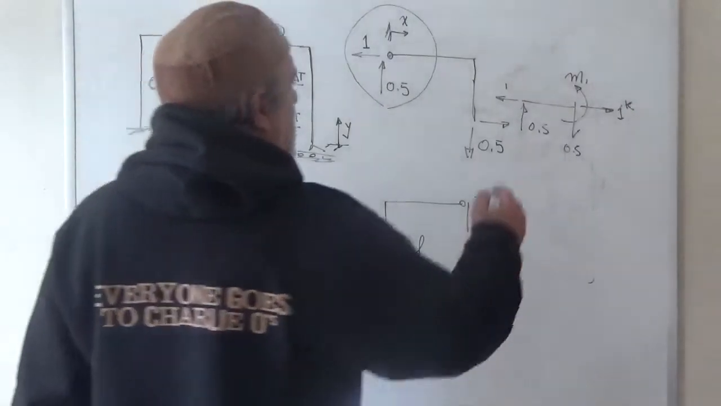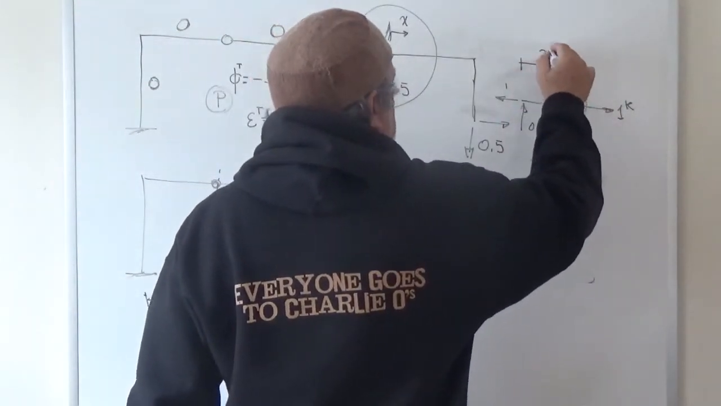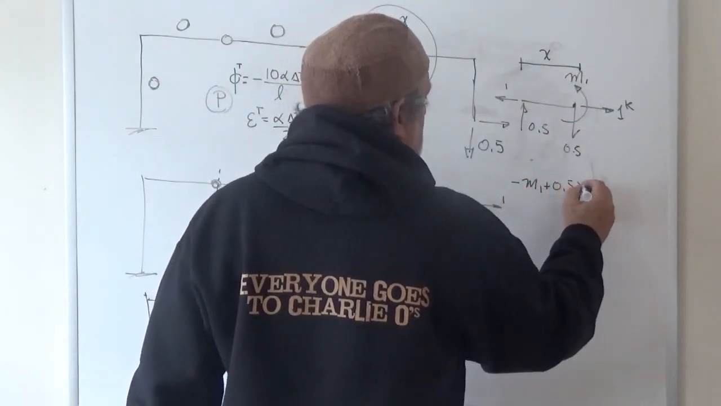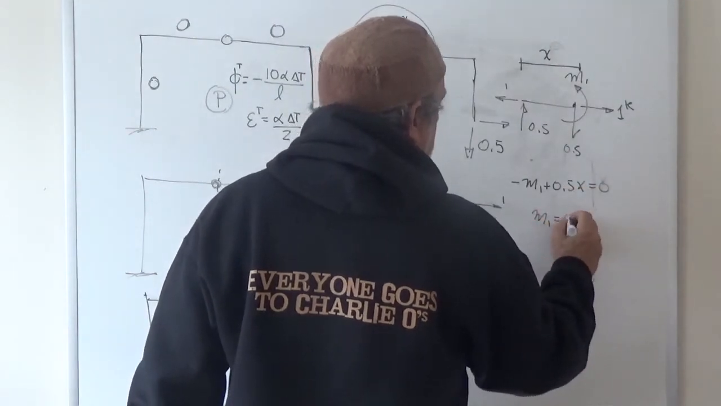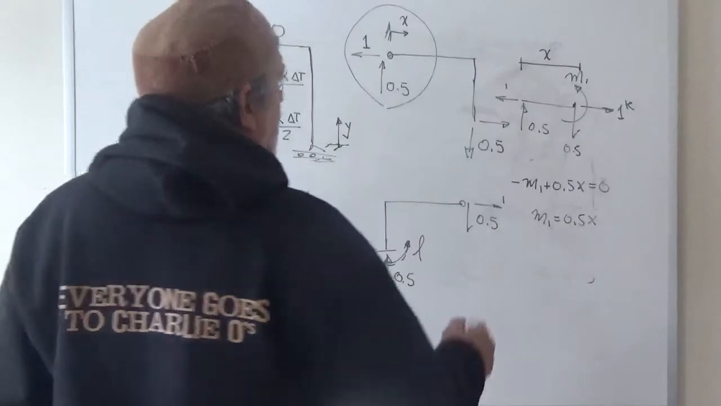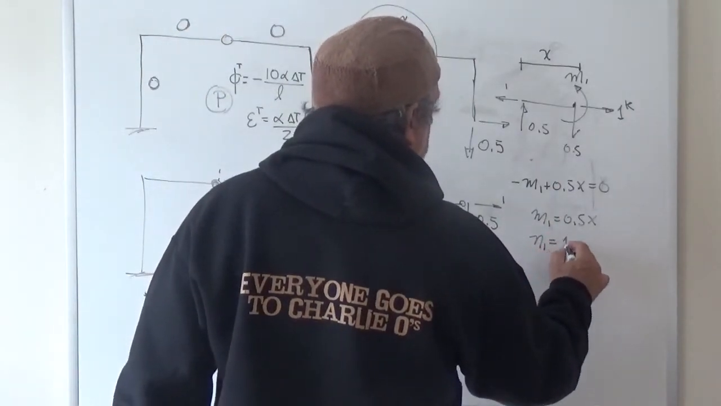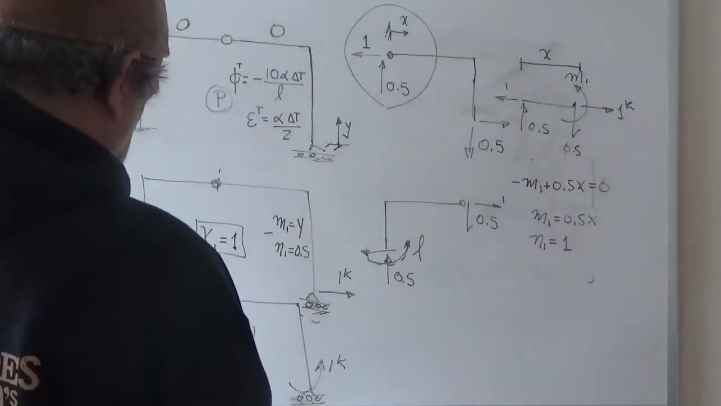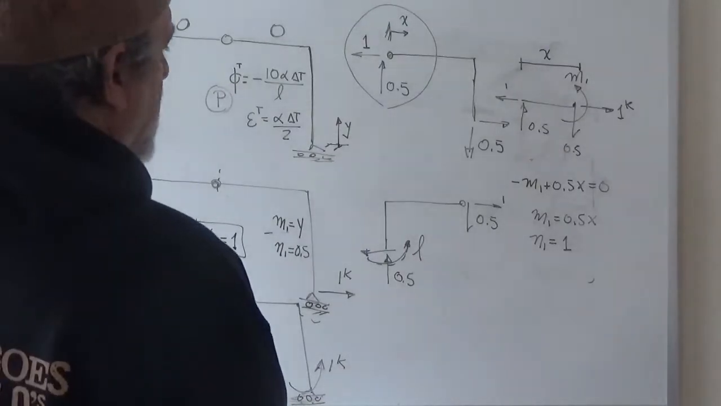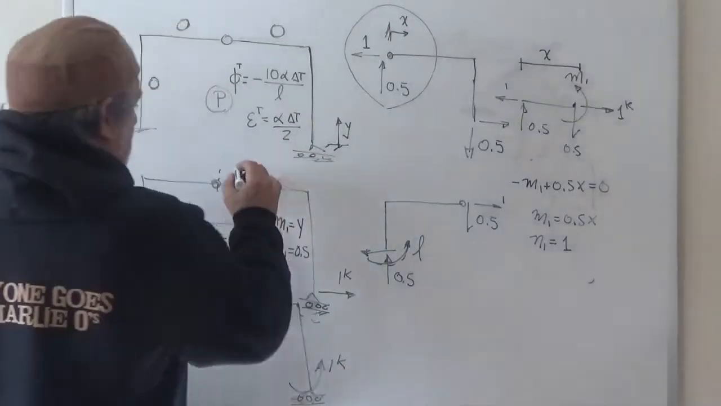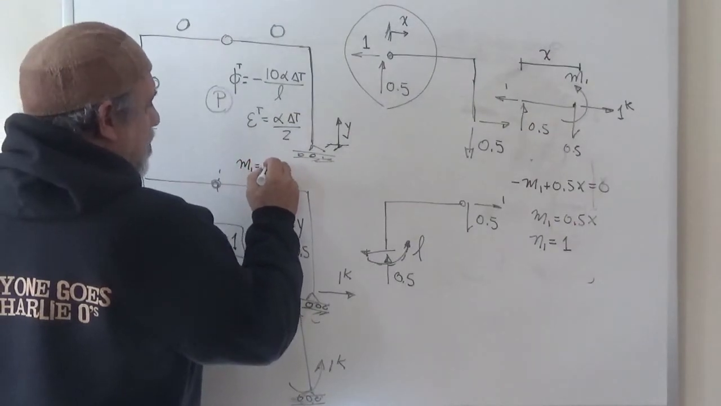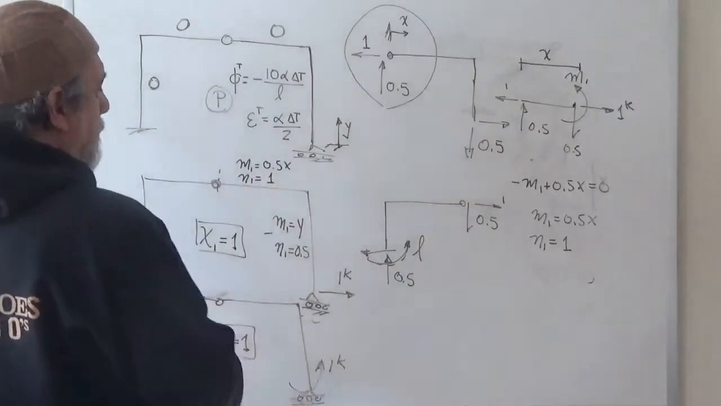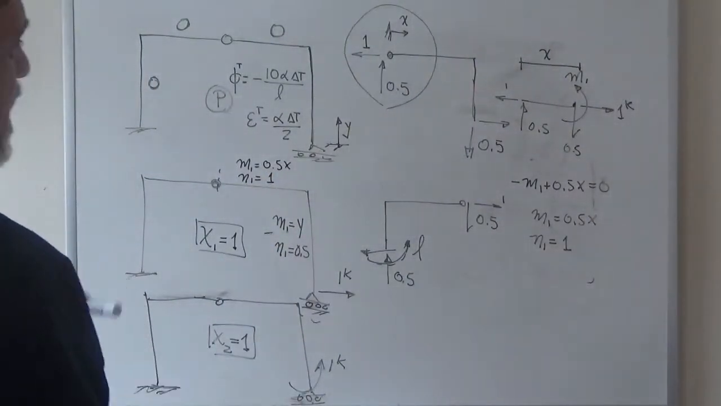Therefore, I would then say, since the distance from here to here is x, that summing moments about this point minus m1 plus 0.5x is equal to 0, or m1 is 0.5x, right? And from sum of the forces in the horizontal direction, we would find that n1 is 1, and it's positive because it's tension. And we agreed to call tension positive. So I transplant my results over here. I say on this bar, m1 is 0.5x, n1 is 1. And so I'm done with that half. Then I erase here.